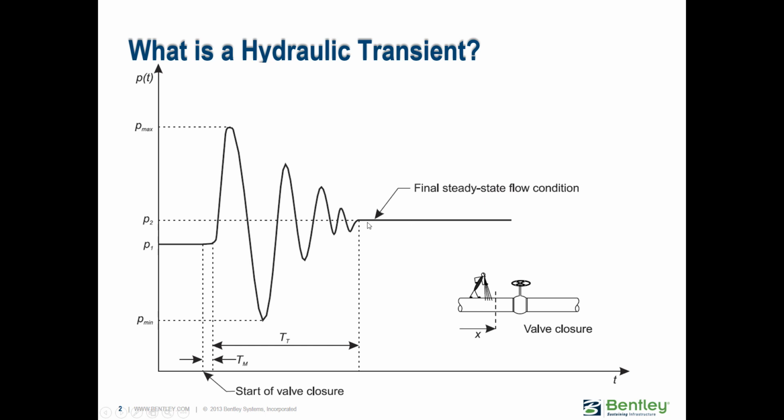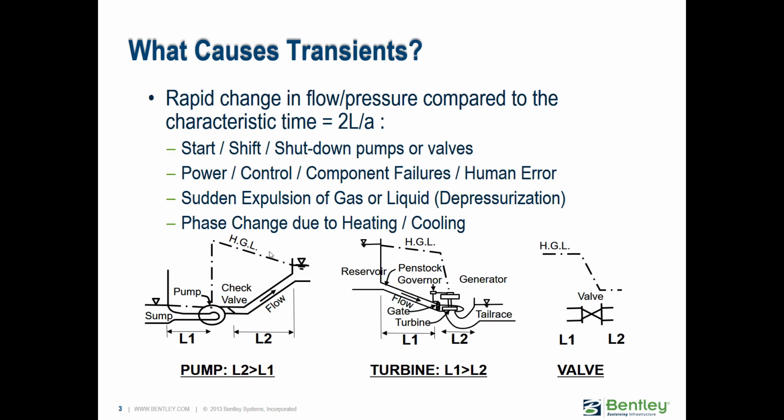So basically the flow would be at zero, and the pressure would be at some final steady pressure with the valve closed. So what happens in between these two steady state conditions is the hydraulic transient. So when we talk about a transient, that's what we're referring to. Any transition from one steady state to another, and there's many different things that can cause a transient.